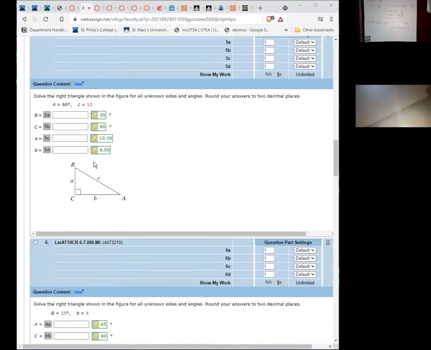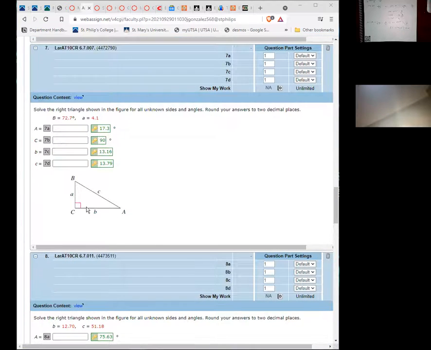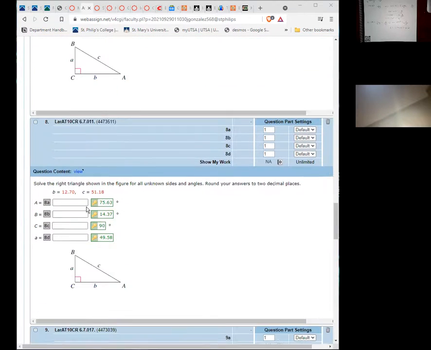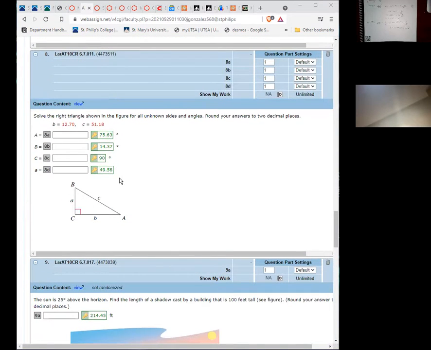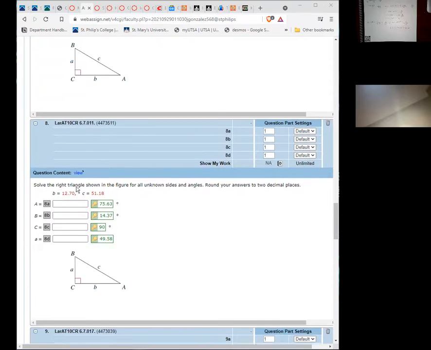Let's see if there's any. This is A and C. These are all the same. You guys want to do one more of these, or should we move on to a word problem?